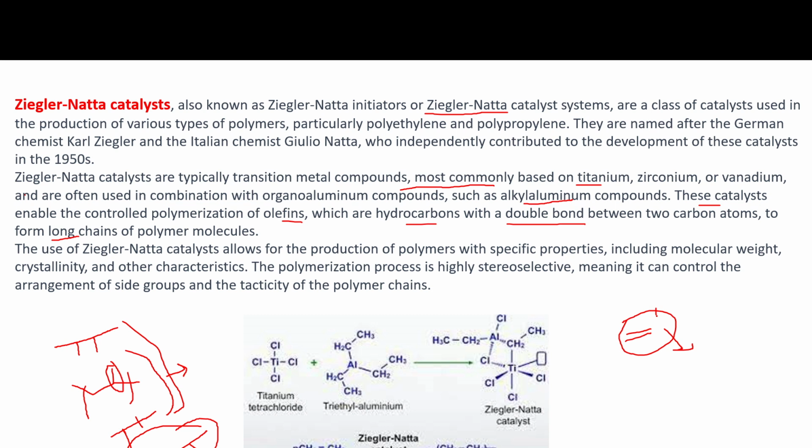The use of Ziegler-Natta catalyst allows the production of polymers with specific properties, including molecular weight, crystallinity, and other characteristics. The polymerization process is highly stereoselective, meaning it can control the arrangement of the side groups and the tacticity of the polymer chain. The catalyst is like titanium TiCl4 with aluminum ethyl chloride, Al(C2H5)3, etc.